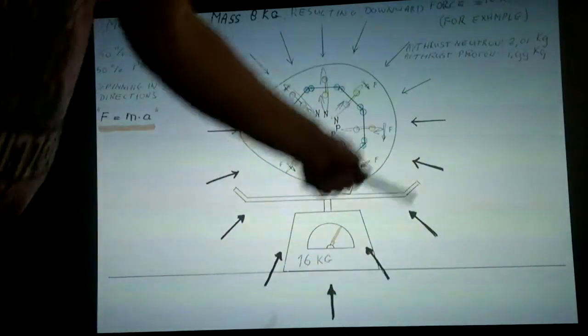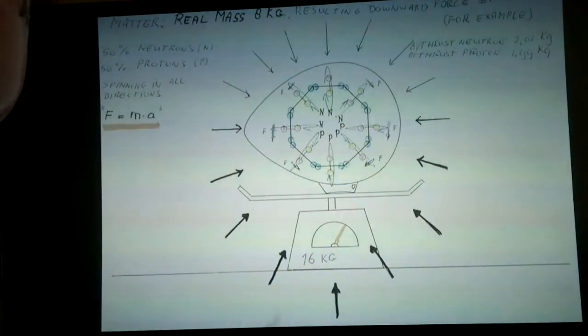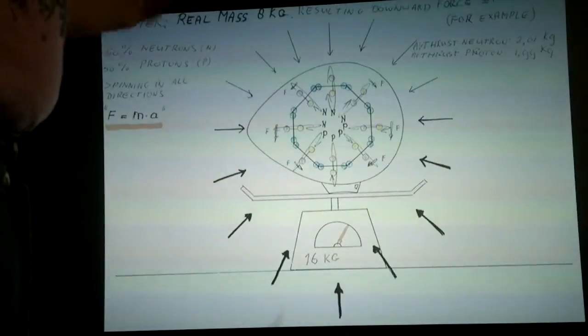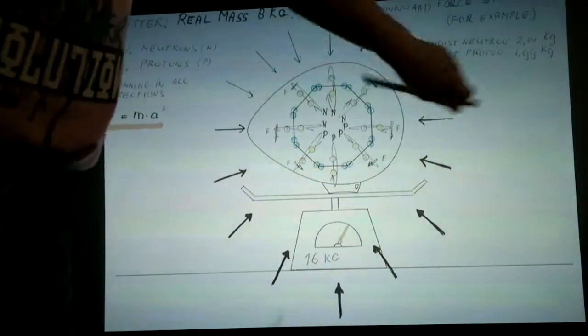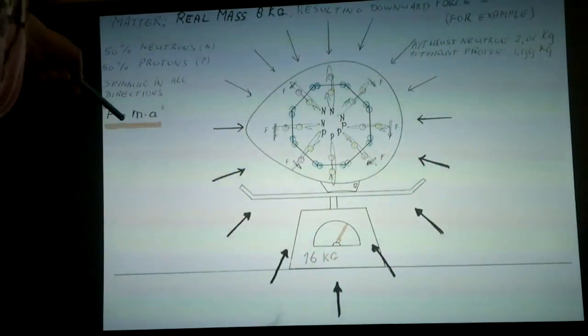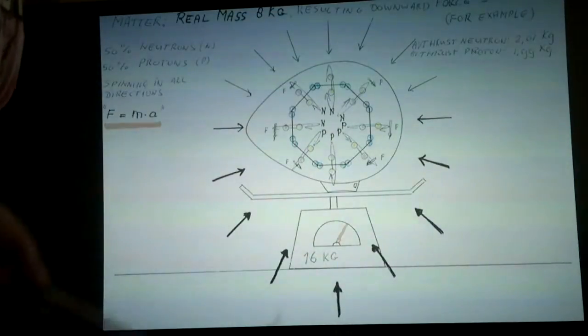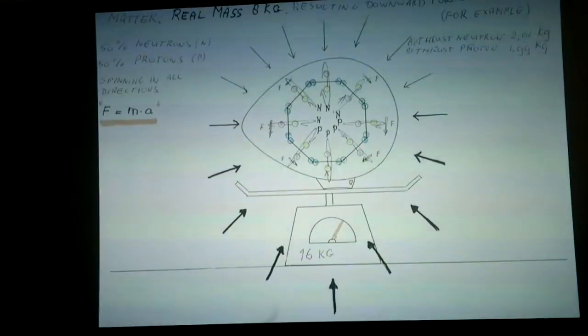But because most mass has about half neutrons, half protons, it's often 50-50, and they're spinning in all kinds of directions, we don't notice those differences. So according to Newton, F force is m times a. But it's only true in this ideal situation.